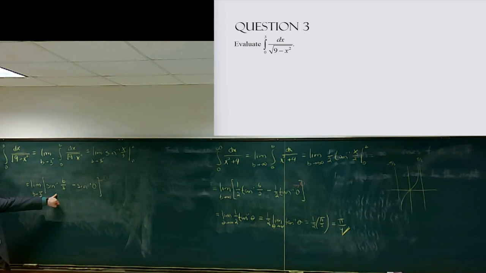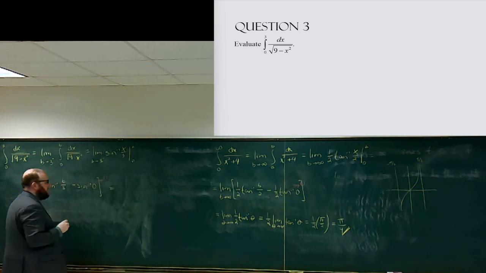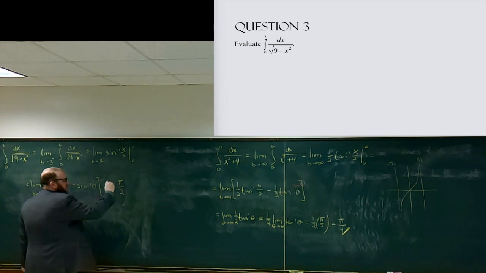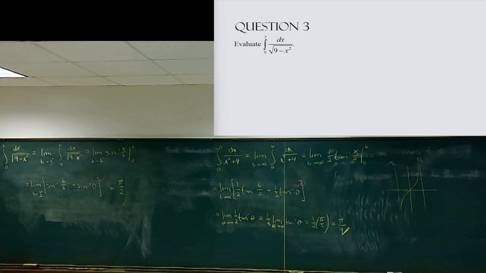Which is what? 1? 0? -1? Sine of what angle is 1? Oh, pi over 2. Because remember, the range of inverse sine is minus pi over 2 to pi over 2. That's why it's pi over 2 and not like 3 pi over 2. Okay. There's your antiderivative. Or there's your integral, pi over 2.